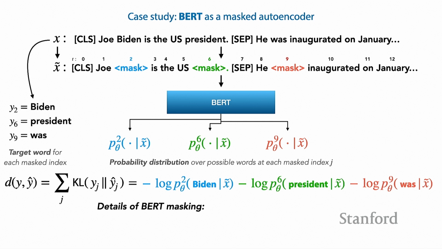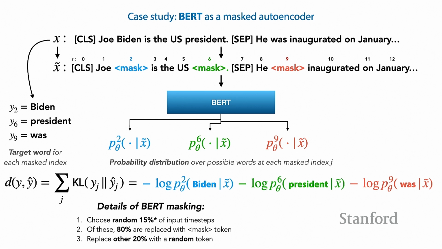Just a couple of details about the way that BERT does masking, for completeness. BERT masks out 15% of the time steps at random, uniformly. Of these 15%, 80% get replaced by literally the mask token that I've used here, and the other 20% get replaced with just a random word instead of a mask token. I'm curious if you just think for a moment why we might want to use a mixture of mask tokens and random tokens instead of just replacing it with a mask token all the time, if you think about how we're ultimately going to use this model once we've pre-trained it.